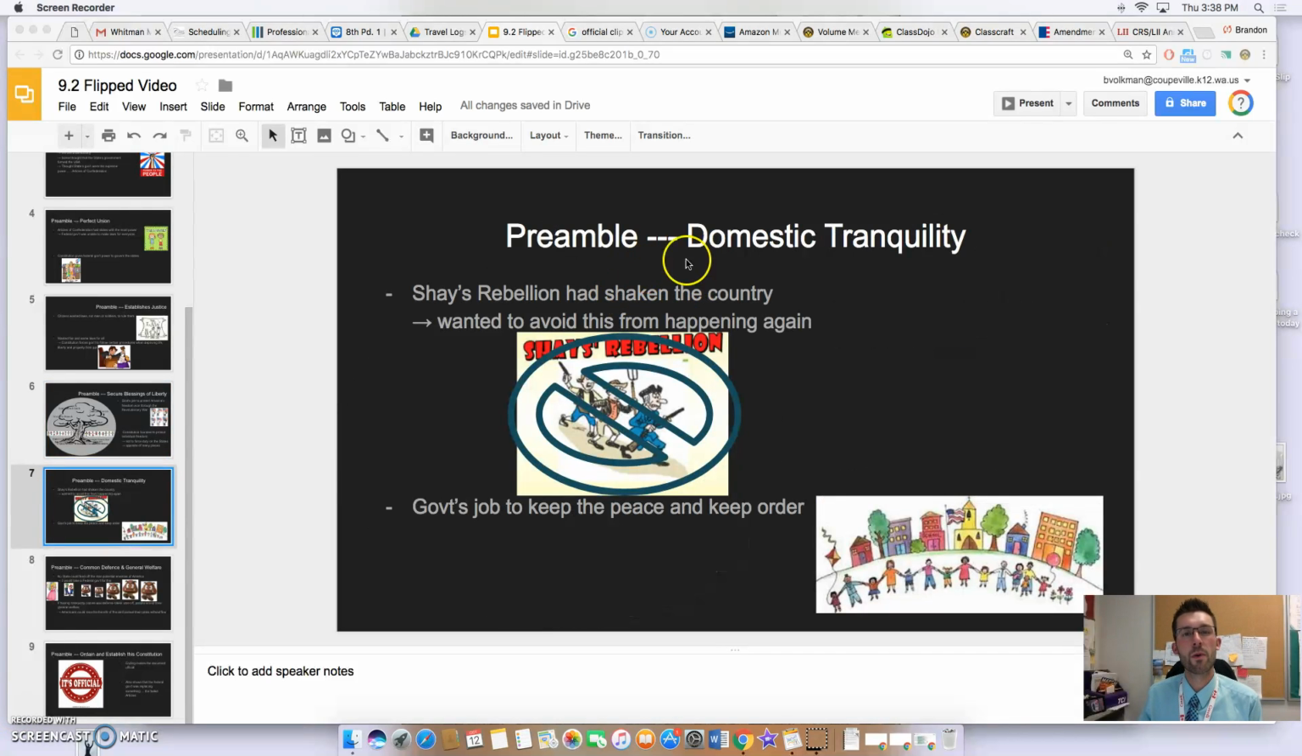The preamble talks about how the Constitution would give domestic tranquility. Now, Shays' Rebellion had shaken the country to its core, and this was right prior to the Constitutional Convention. And the makers of the Constitution wanted to avoid this from ever happening again. So they wrote that it would be the government's job to keep the peace and to keep order so that there would be no disturbances to this tranquility, this sense of peace that they wanted the citizens of our country to feel.